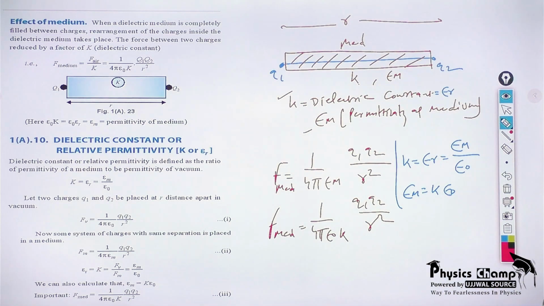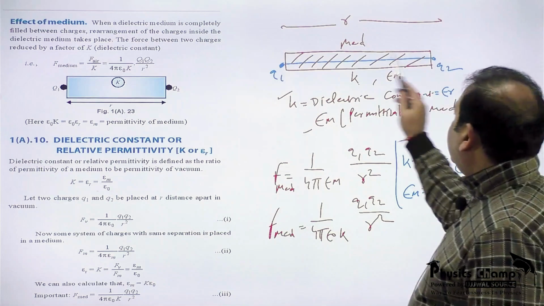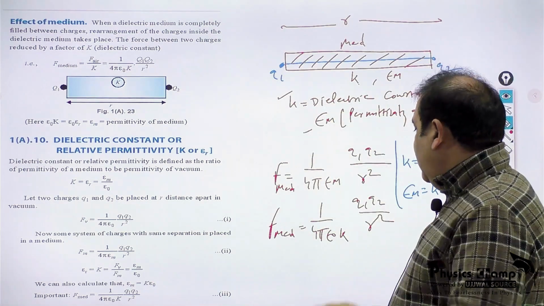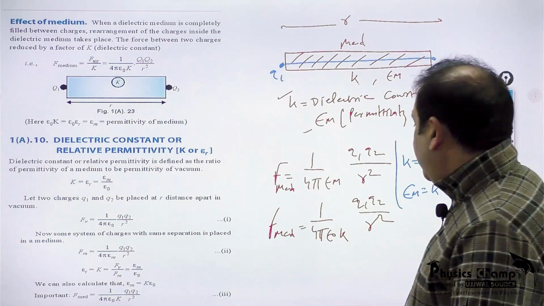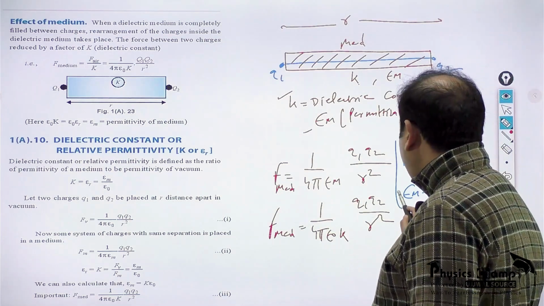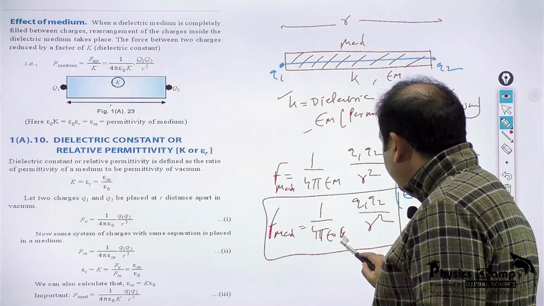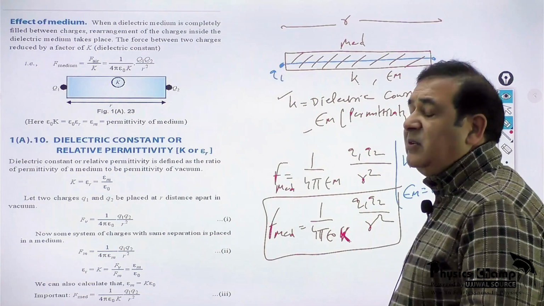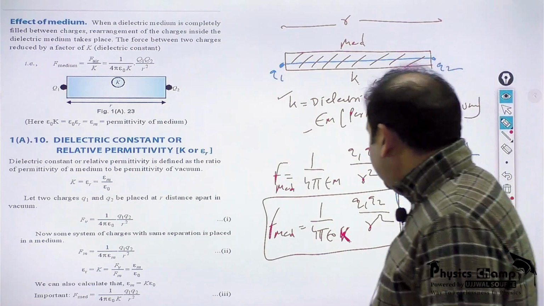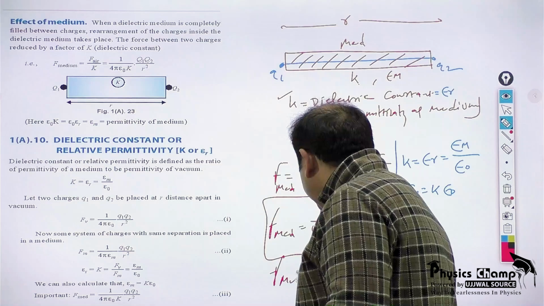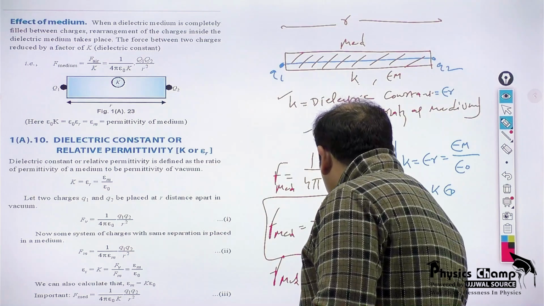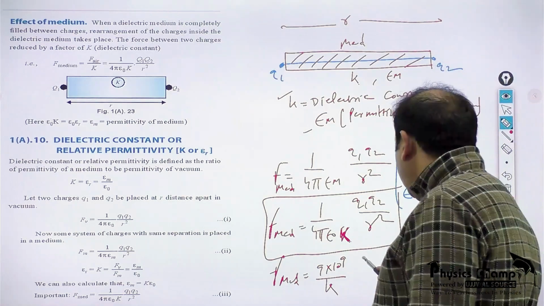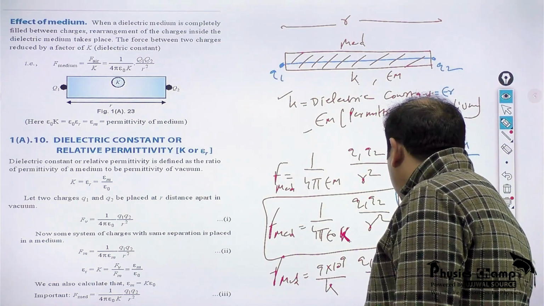So when we are talking of the force between the two charges when a medium of dielectric constant K is introduced between them, then the force is 1 by 4 pi epsilon naught K q1 q2 by r square. Remember, this is represented as capital K, whereas earlier the proportionality constant was represented as small k. So the force in the medium will be 9 into 10 to the power 9 divided by relative permittivity or dielectric constant K, q1 q2 by r square.